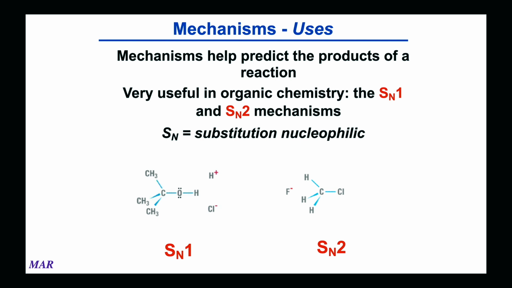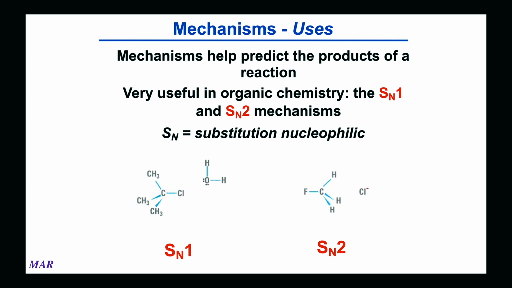In the unimolecular SN1 mechanism for a nucleophilic substitution reaction, the bond between the carbon and the leaving group breaks prior to formation of the bond between the carbon and the entering group. In the bimolecular SN2 mechanism for a nucleophilic substitution reaction, the formation of the bond between the carbon atom and the entering species occurs simultaneously with dissociation of the bond between the carbon and leaving group.